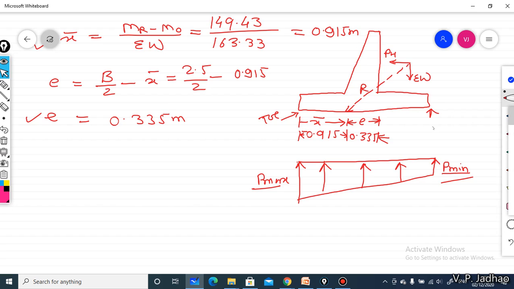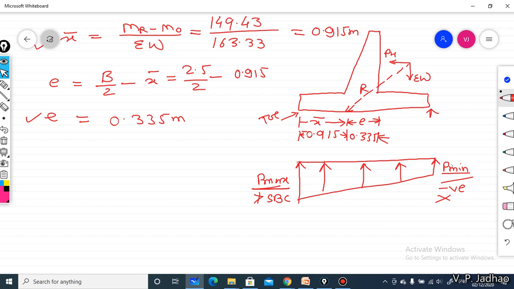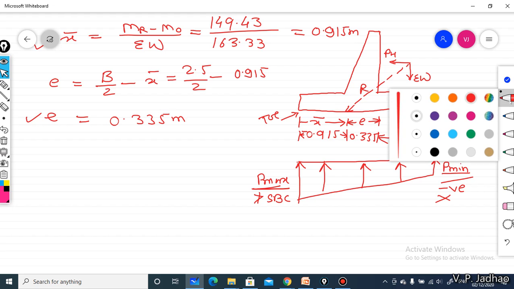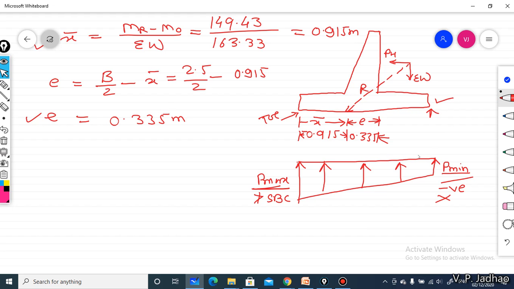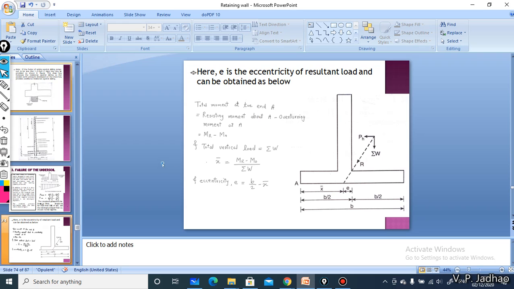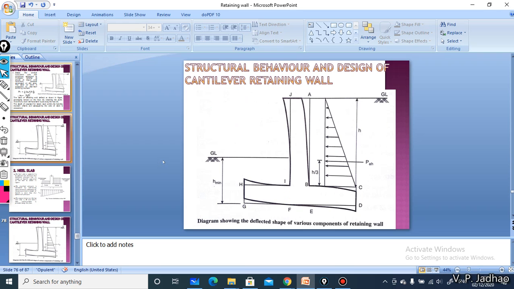retaining wall. At the same time, we should keep in mind that the value of P max should not be more than SBC, whereas P minimum should not be negative, because if some negative pressure is developed here at the heel portion, this will fail by cracking. So we have to calculate the values of P max and P minimum. Some formulas are already given for calculating them.